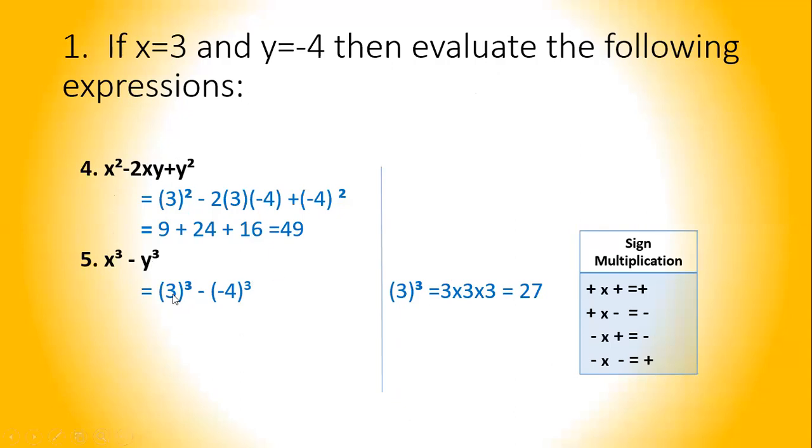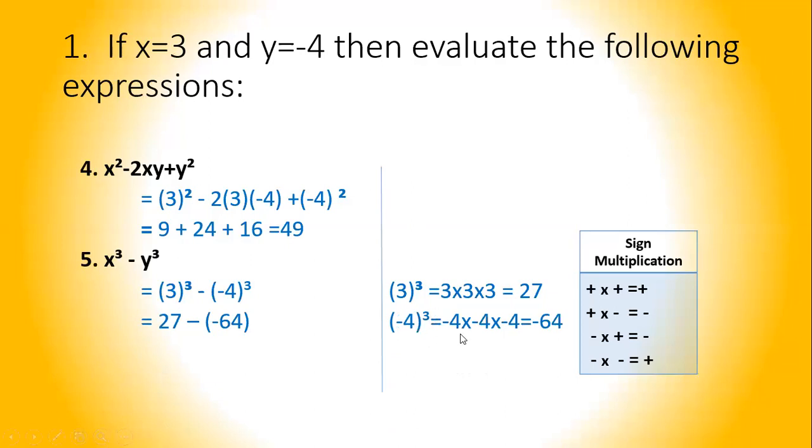Now in this step, first we have to find the cube. 3 cube means 3 is multiplied 3 times. So 3 into 3, 3 threes are 9, and 9 threes are 27. When 3 is multiplied 3 times, we get 27. Now what about minus 4?